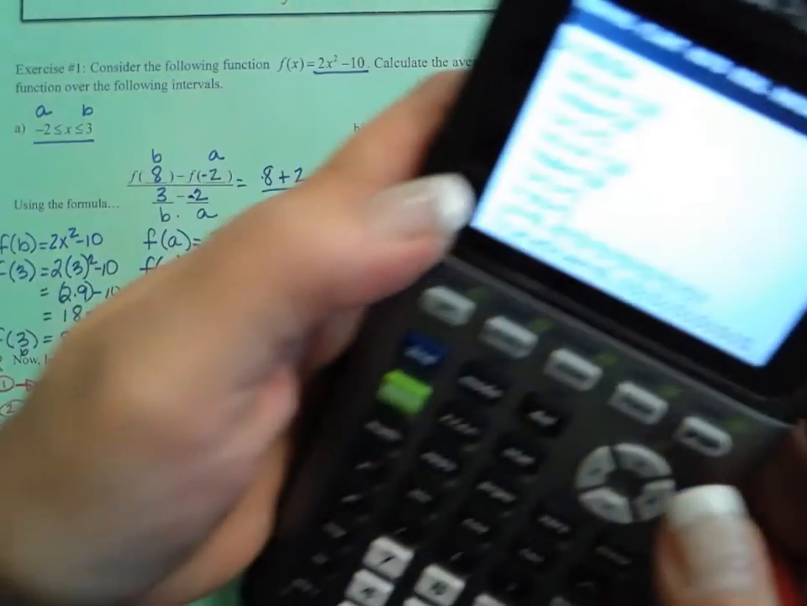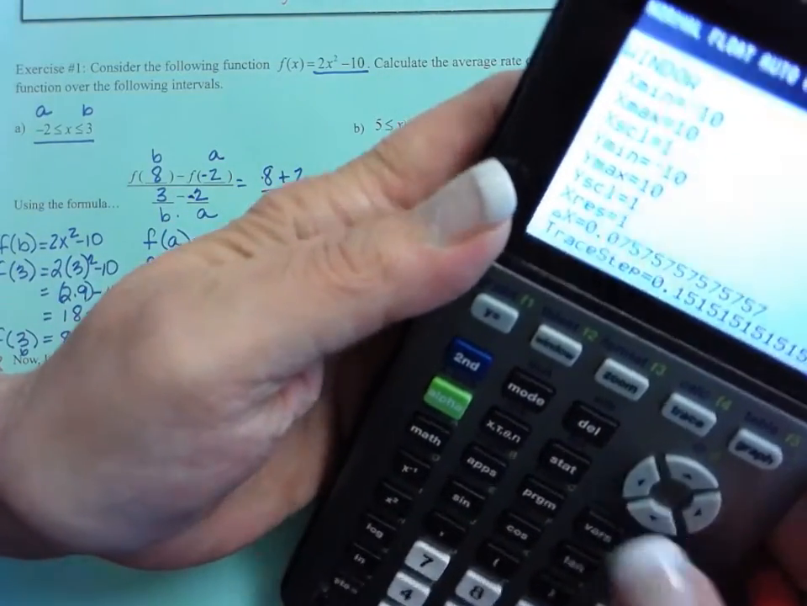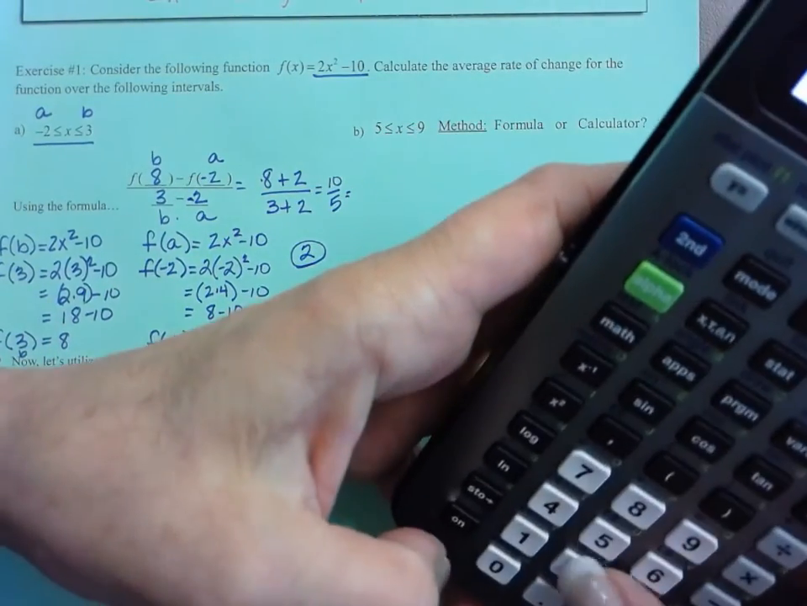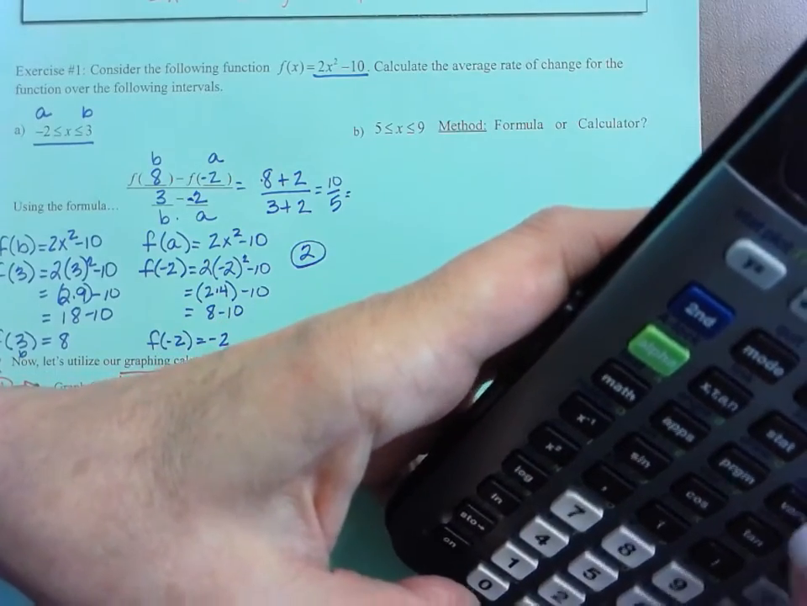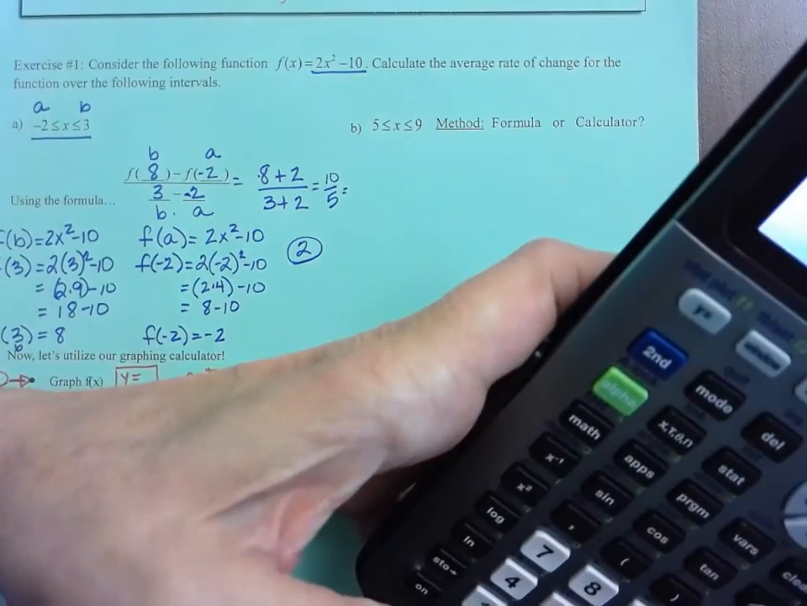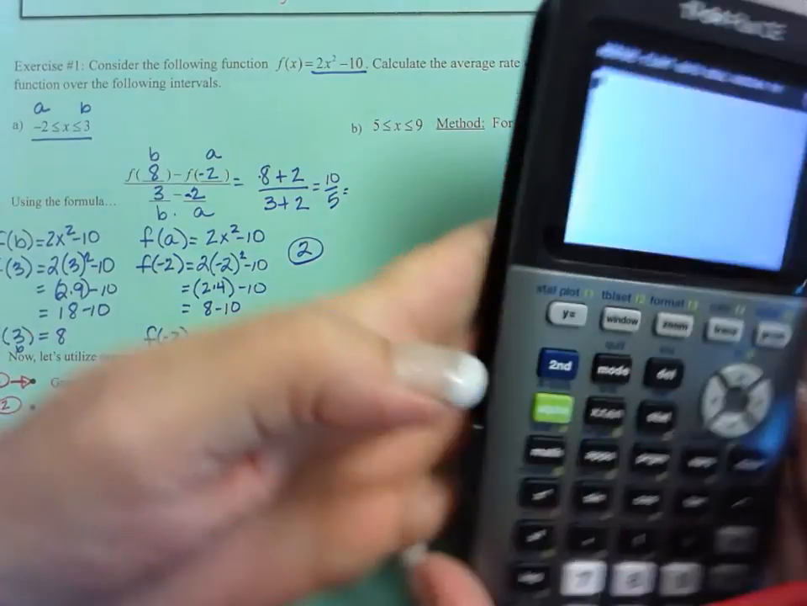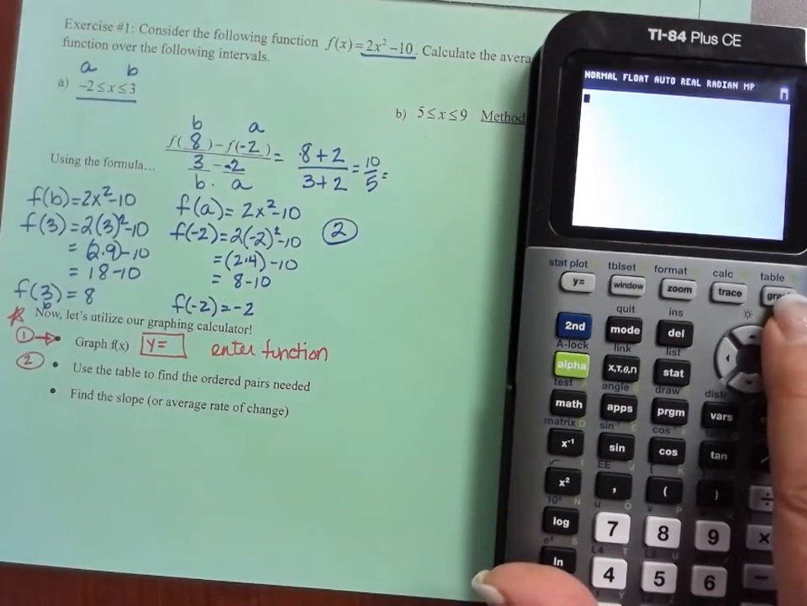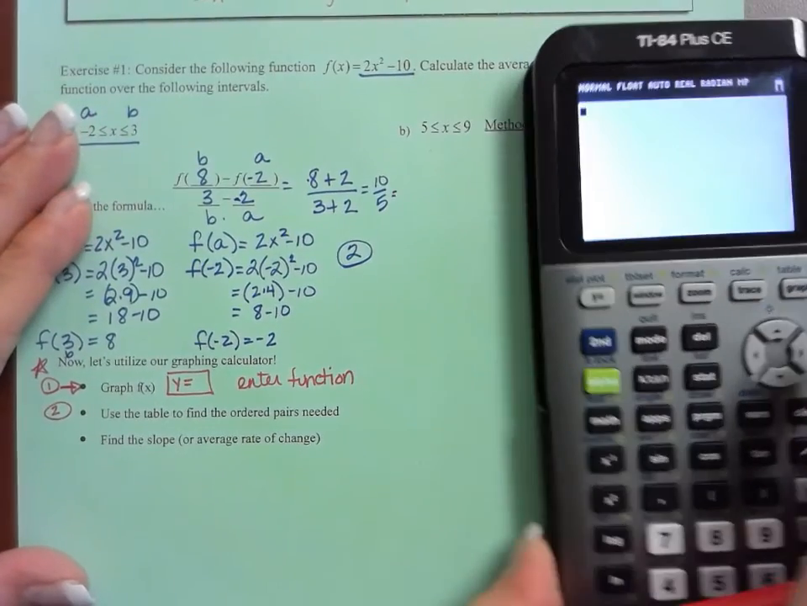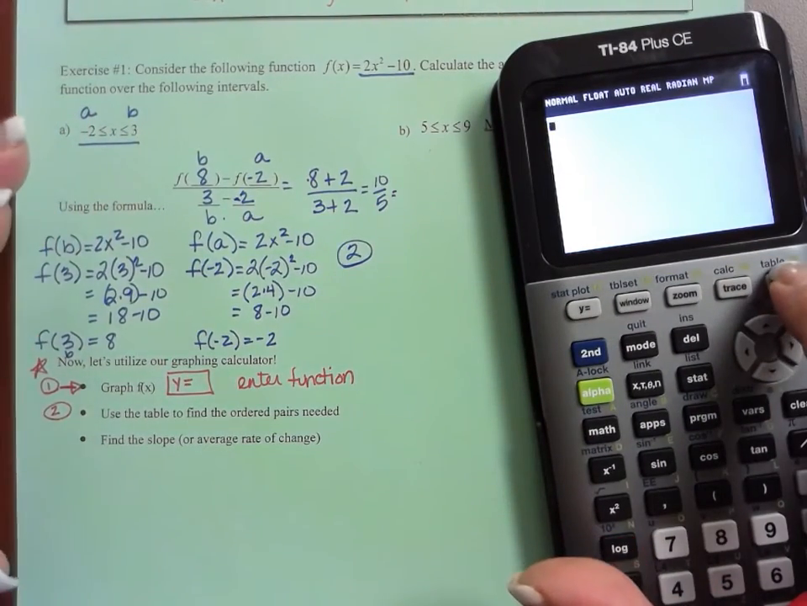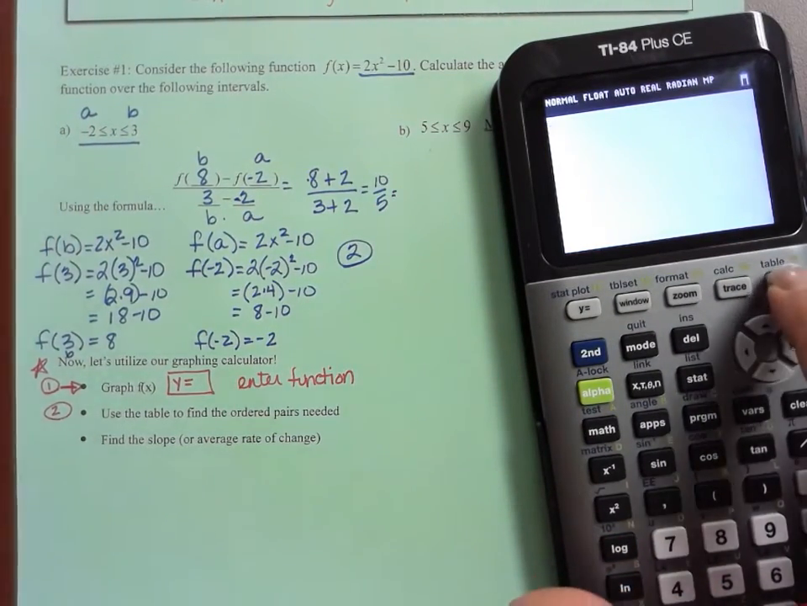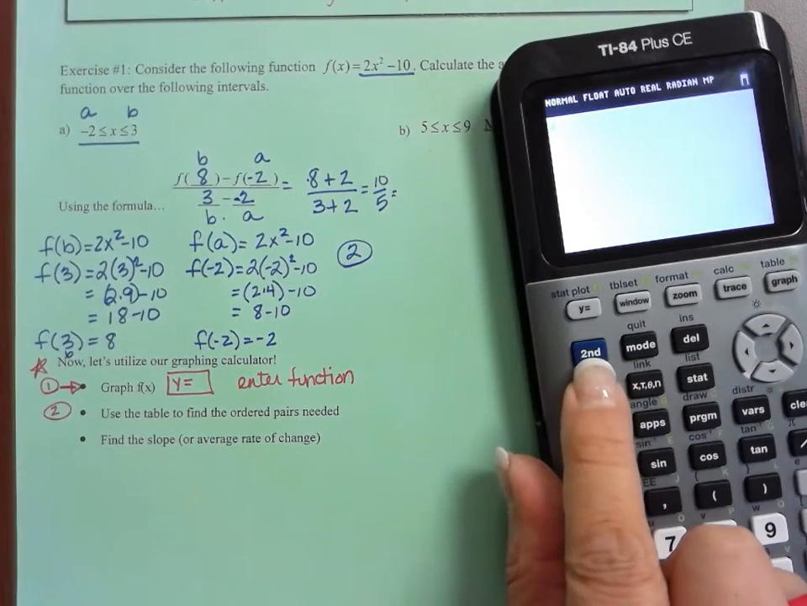Let me fix my dimensions, which actually look okay. All right, so if you hit your graph button, then you'll see the graph. But the blue up above is the table. To get that, you hit your blue button.